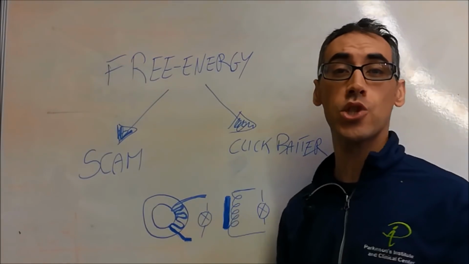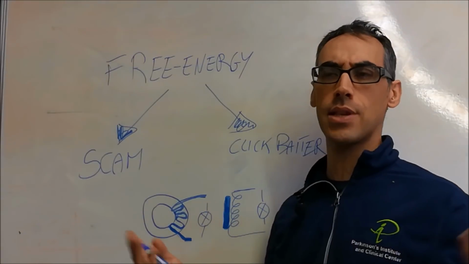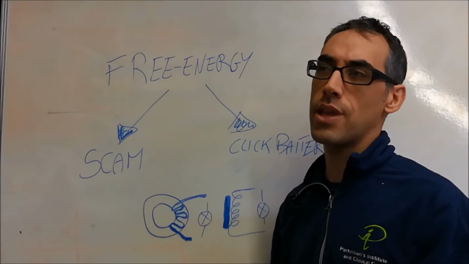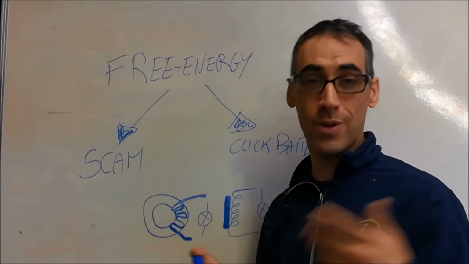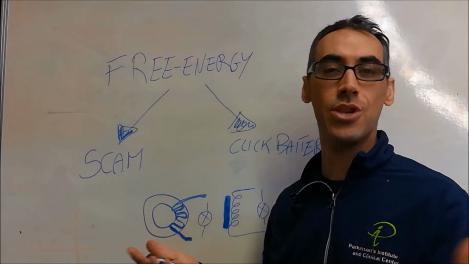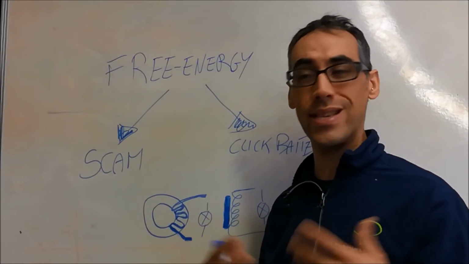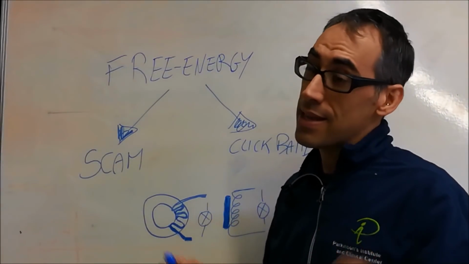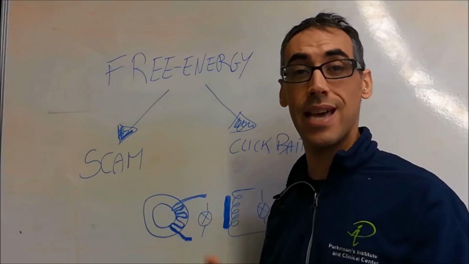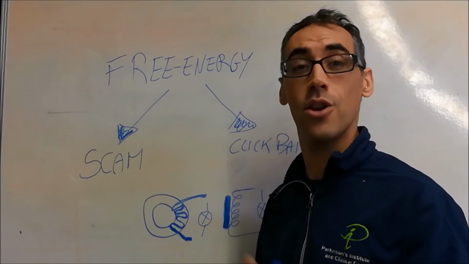A clickbaiter is someone who has no clue about physics or electronics, but wants to collect clicks on YouTube. So they dedicate themselves to wasting people's time and they just make up small devices that look legit. And people try to replicate them, waste their time, waste their money. This is definitely not a good way to learn and to educate. We're just wasting time and space on YouTube.